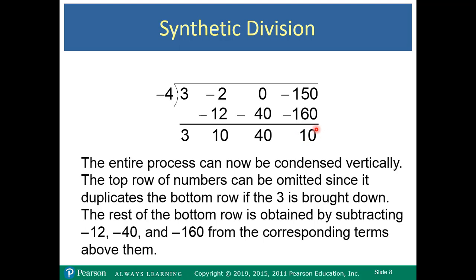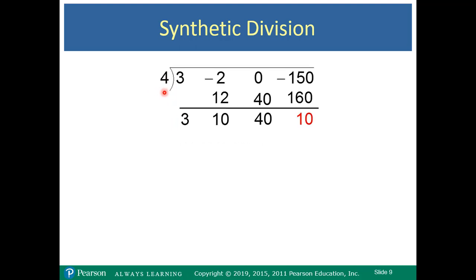And we're done, because as soon as you get to the end, this is your remainder, and the first 3 are the coefficients that we got before. Now, to make this simpler, we're going to use the additive inverse of this. So instead of minus 4, let's use positive 4, and instead of subtracting, let's add. So we do the same thing.